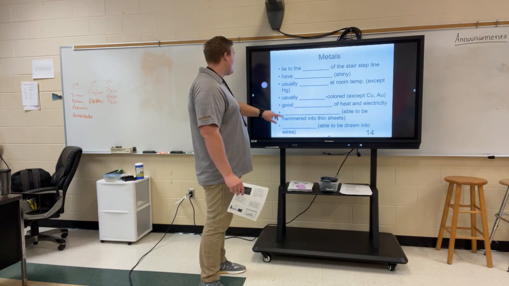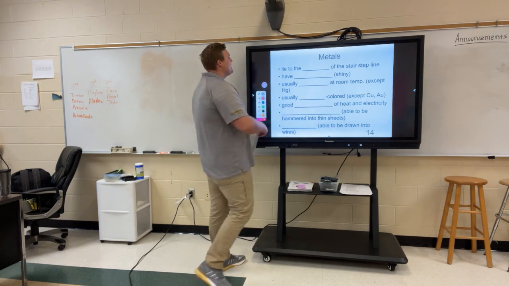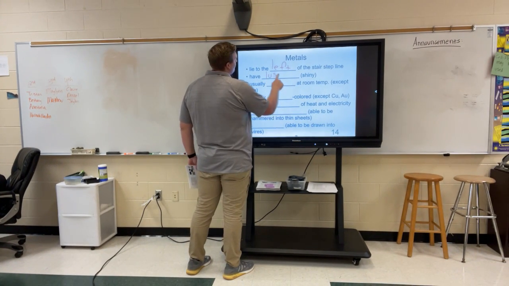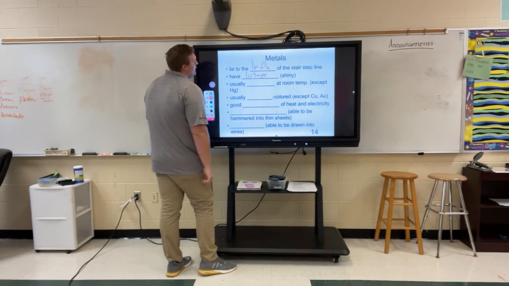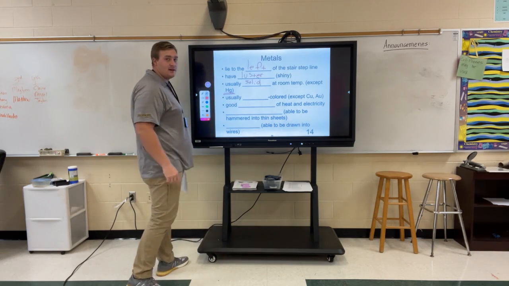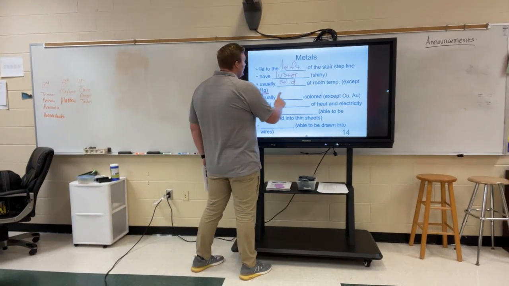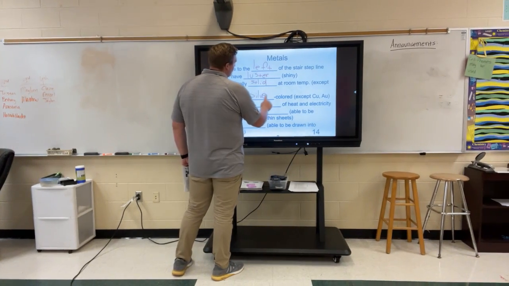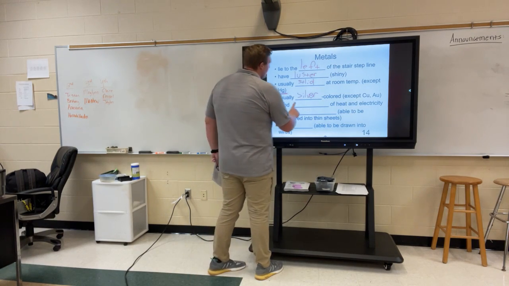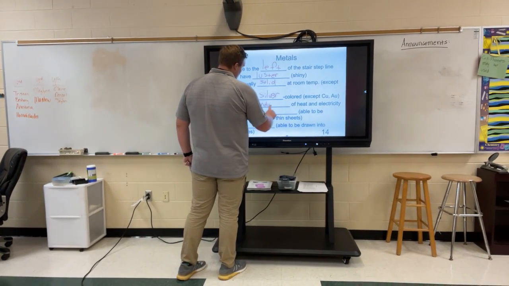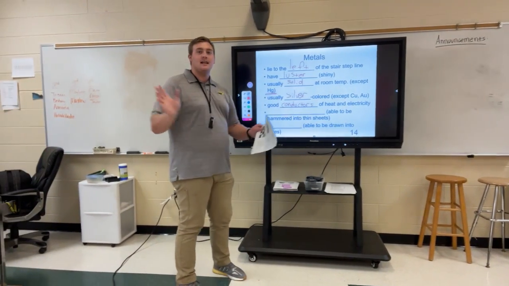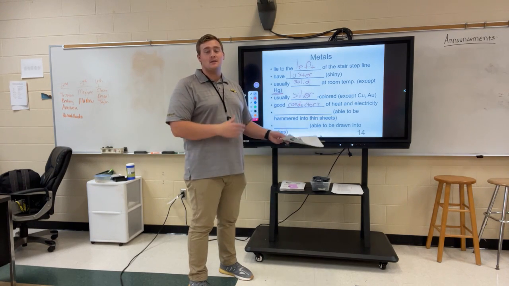Metals. Let's talk about some properties. Metals lie to the left of the stair-step line. They have something called luster, which means they're shiny. They're usually solids at room temperature. The only one that's not is mercury. It's a liquid at room temperature. They're usually like a silver color, right? Copper, gold, stuff like that. There's a few that aren't. They are good conductors of heat and electricity. So they allow heat and electricity to pass through them. That's why we use metal for pots and pans.